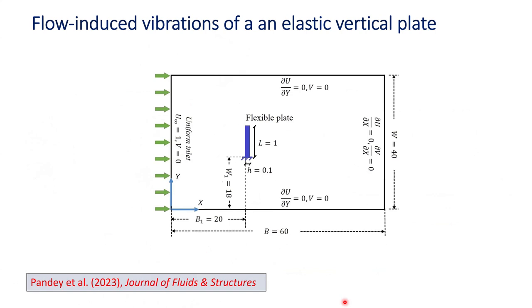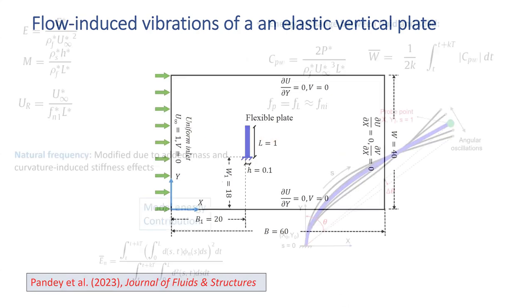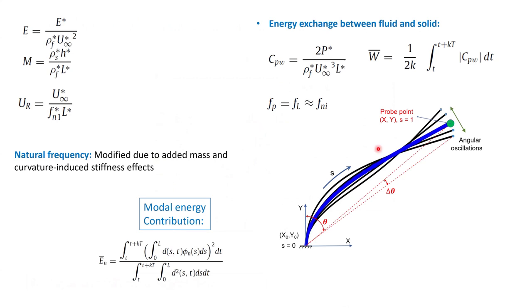So we also did simulations for a flexible plate, but it is mounted vertically, in a cross-flow configuration, and we are looking at its FIV regimes. We are characterizing its angular motion, as you can see, and the contribution of different modes, and how this mode interplay happens as we change the reduced velocity. Here the parameters are non-dimensional elasticity, mass ratio, and reduced velocity, and we also account for the modified natural frequency due to added mass and curvature-induced stiffness.